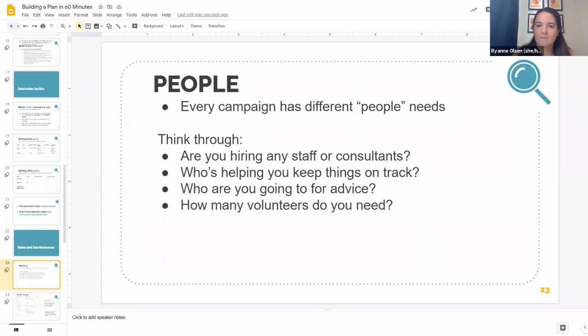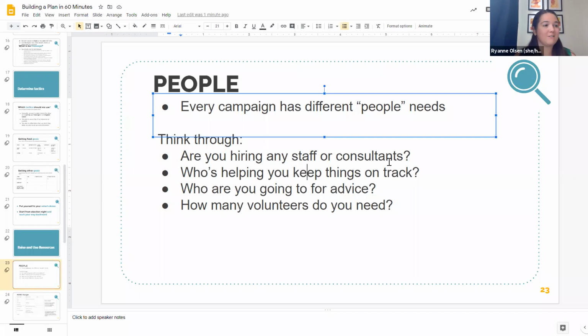Yeah, so let's talk about money real quick. Okay, real quickly. So every campaign has different needs. You'll send this, but think about who's helping your campaign. The resources on a campaign are time, people, and money. So we're going to be talking about that right now. So first, get your people. Think about if you're hiring staff or consultants. Think about who's helping you keep on track. Think about who you're going to for advice. And think about how many volunteers you need, right?